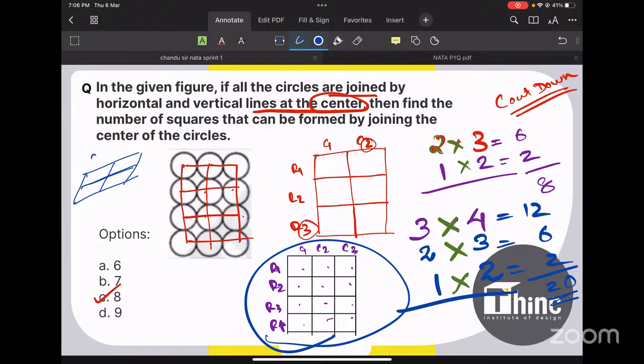So this is column 1, this is column 2, this is row 1, this is row 2. The technique is like this: sum of columns into sum of rows gives the number of parallelograms, and it also works for the number of rectangles. So what is the number of columns here? 2. So sum of columns means sum up to 2. Sum of rows also means sum up to 2.